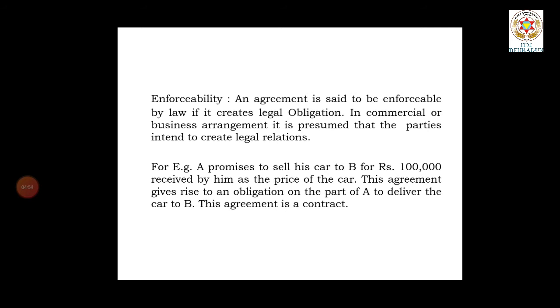Enforceability. An agreement is said to be enforceable by law if it creates a legal obligation. Then it is enforceable by law, and that agreement plus enforceability become the contract. For example, A promises to sell his car to B for rupees 1 lakh received by him as the price of the car. This agreement gives rise to an obligation on the part of A to deliver the car to B. This agreement is a contract.